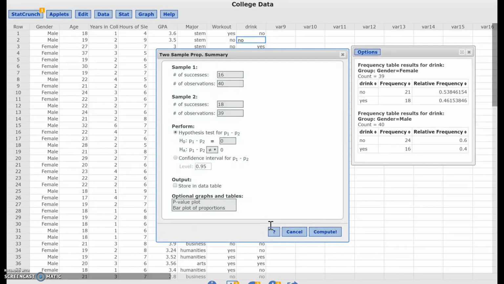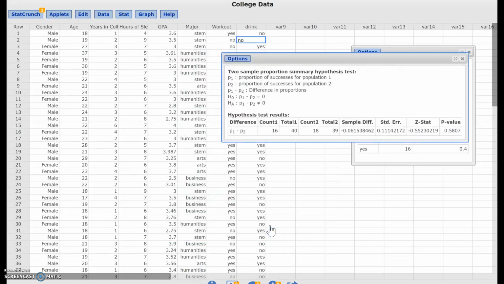Here we have a hypothesis test. Here, all they just did was put the P2 on the other side. They just subtracted P2 to the other side. But this is basically what you want, so don't move anything here. Here we want not equal to. So we want to perform a hypothesis test, compute, and here we go. It tells us the count of the first sample, 16 out of 40, and the count of the second sample, 18 out of 39. It gives us the difference, standard error, and some other stuff.